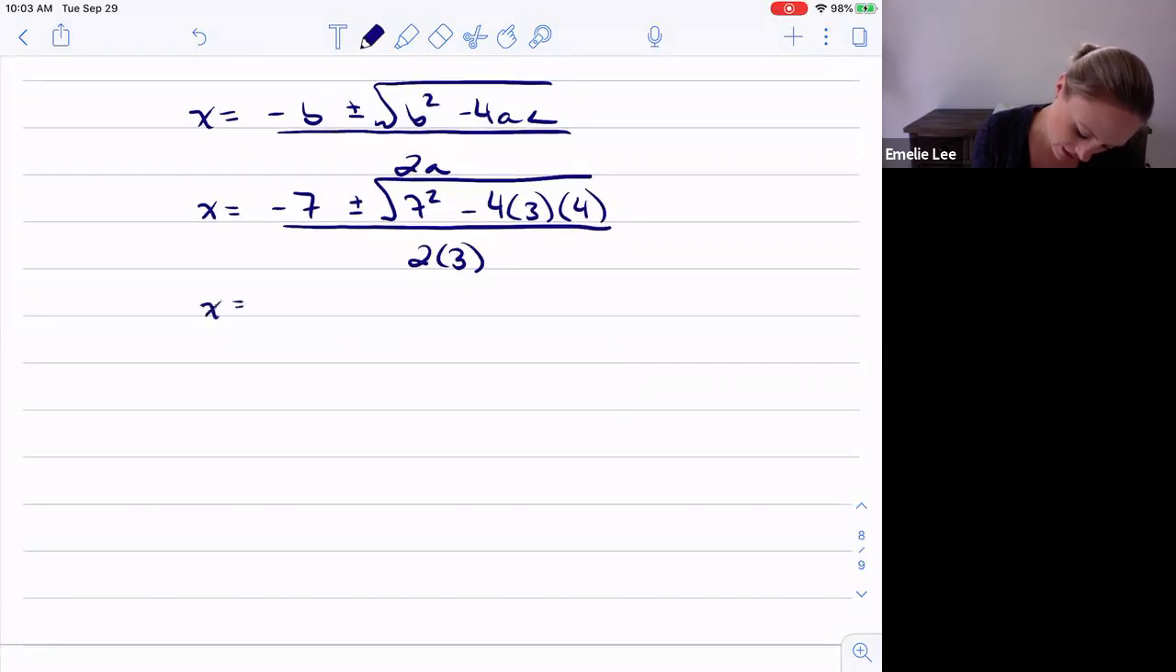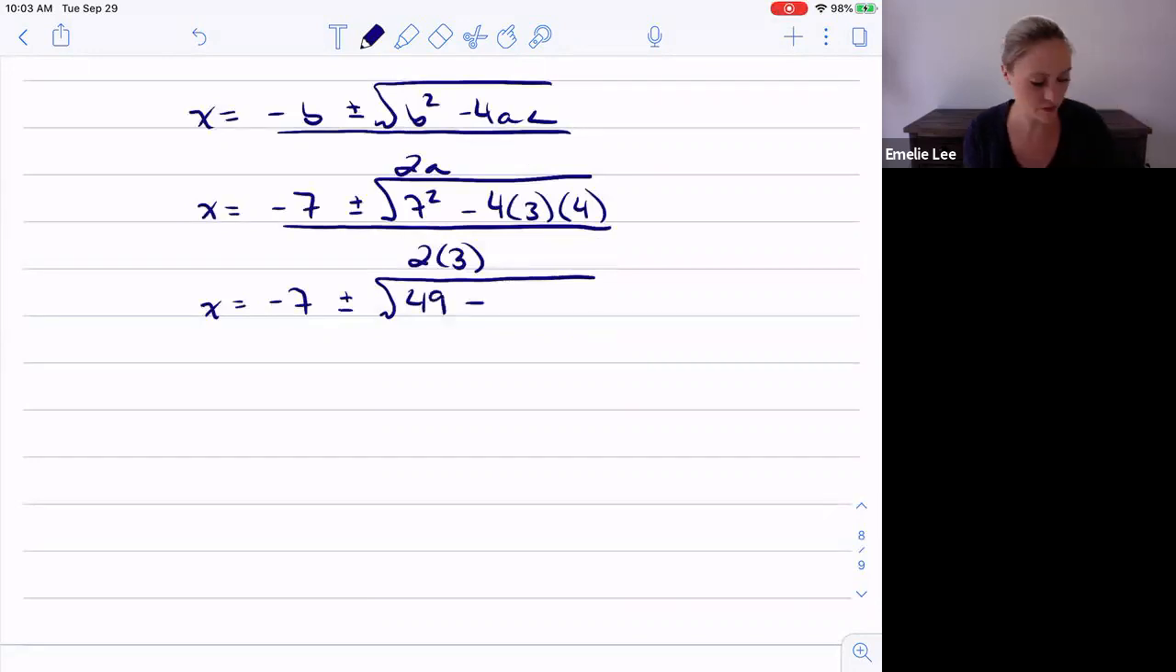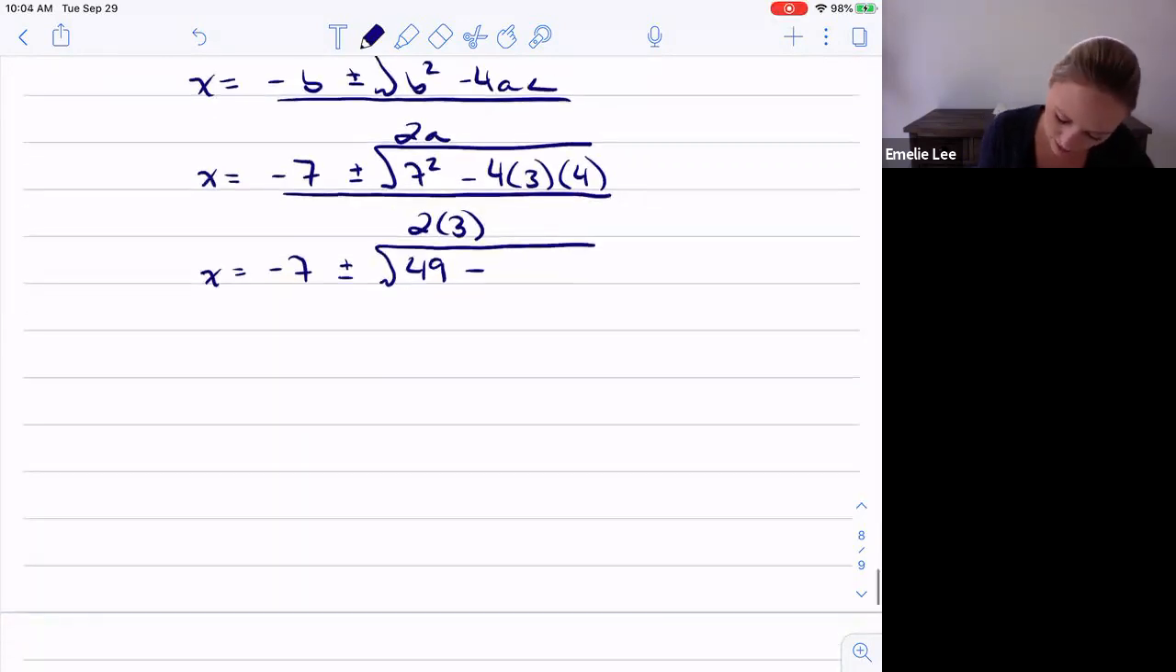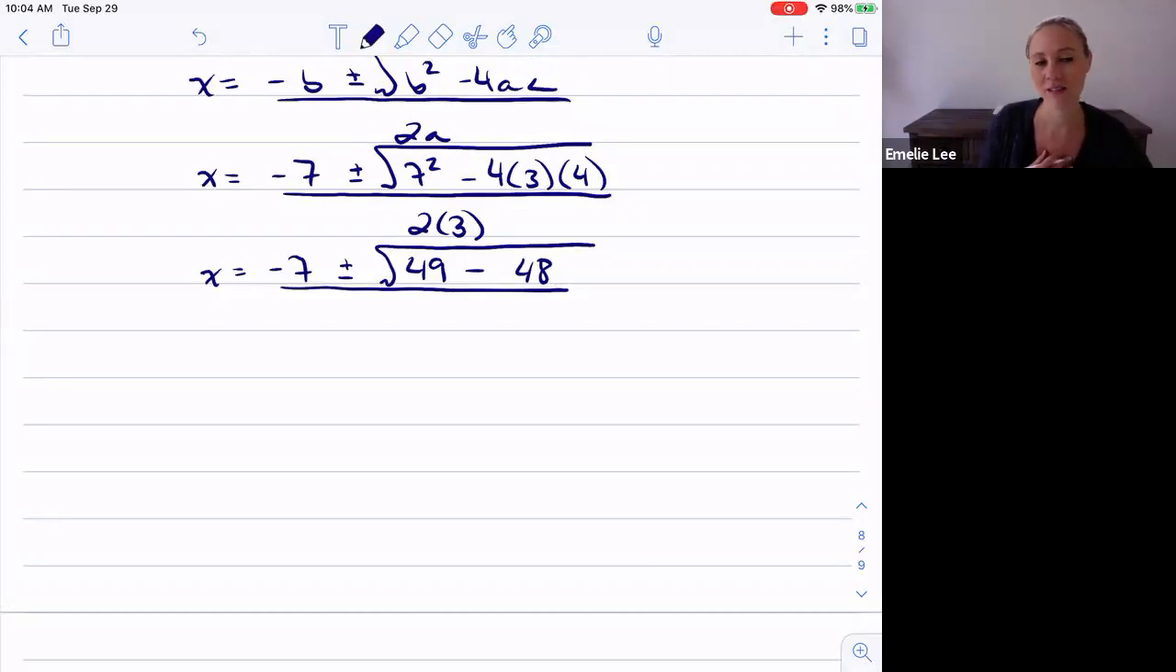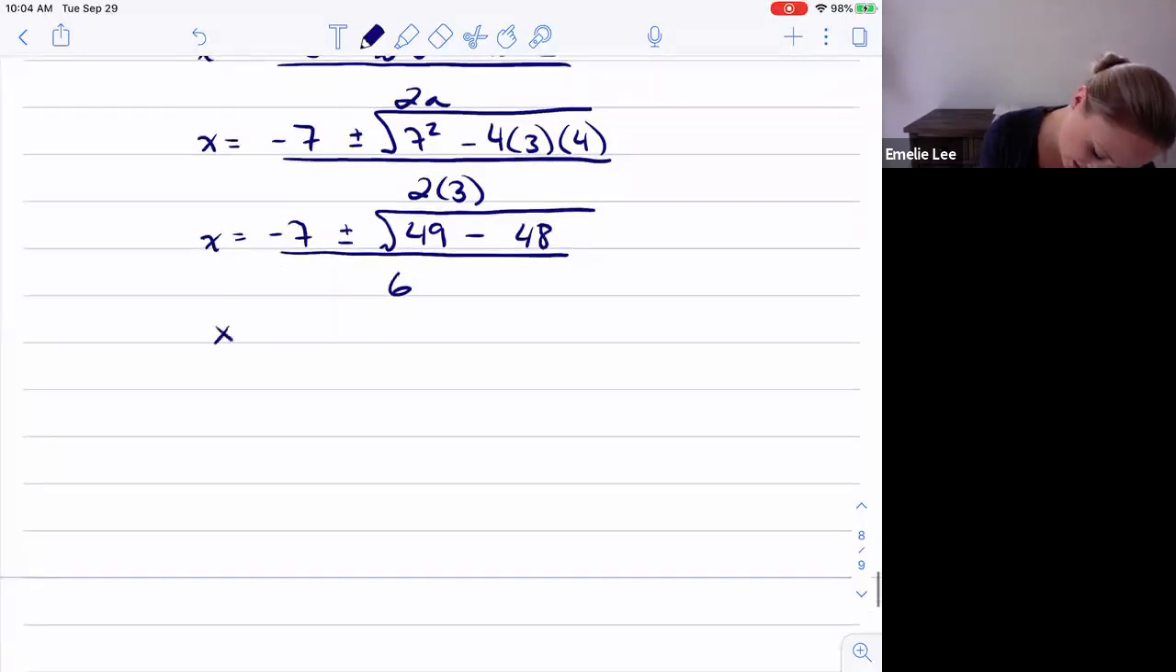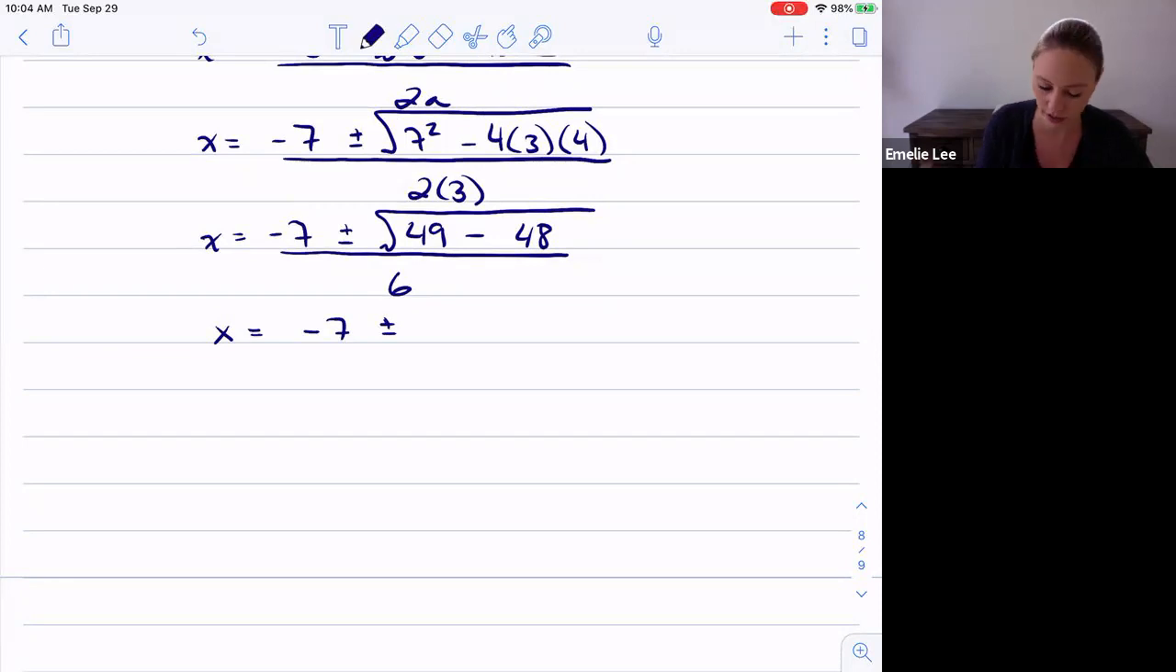So now x is negative 7 plus or minus the square root of 49 minus 4 times 3 times 4. 4 times 3 times 4 is 48. So close to a negative, but it looks like we'll still have a solution. And then 2 times 3 is 6. Which means x must be negative 7 plus or minus, and you know what? 49 minus 48 is just 1. The square root of 1 is 1. You can try it on your calculator, but I promise. So I'm just going to skip straight to 1 over 6.